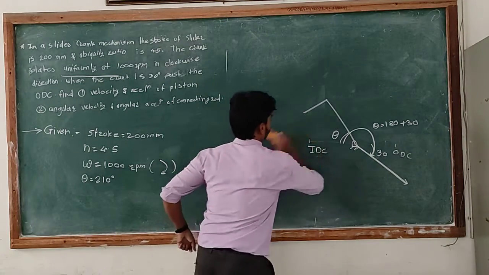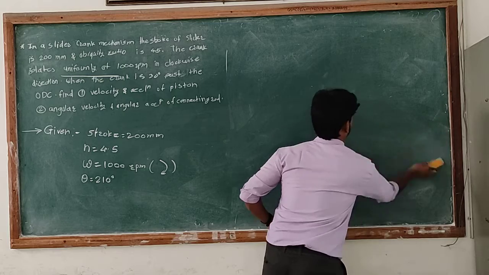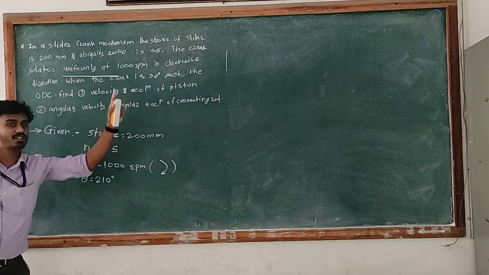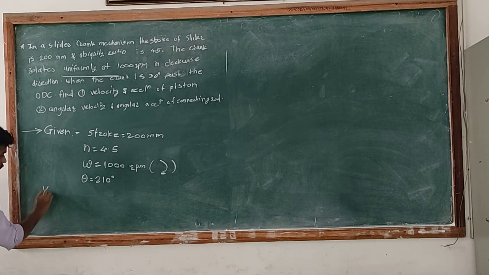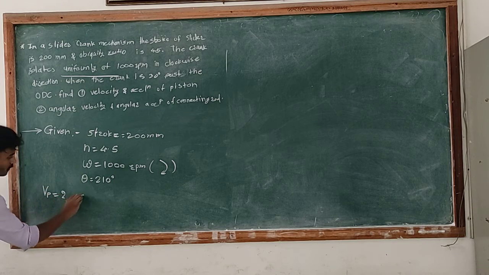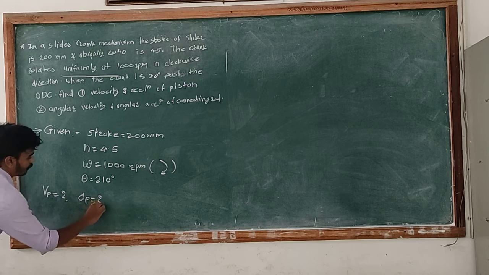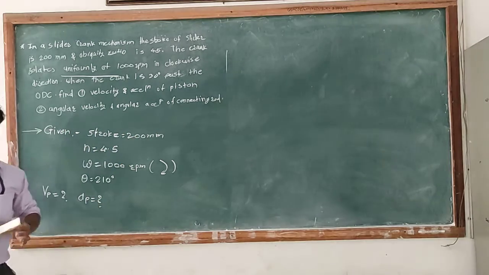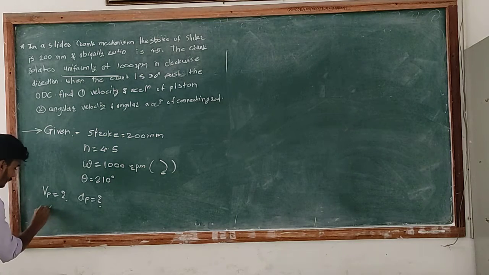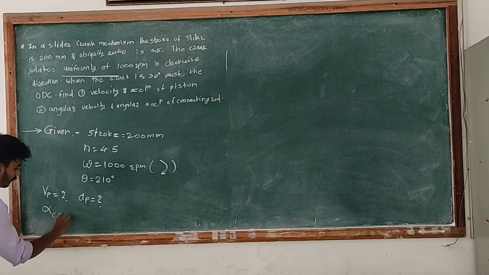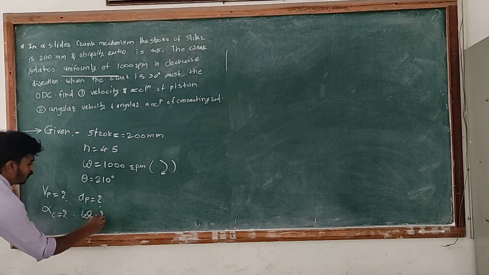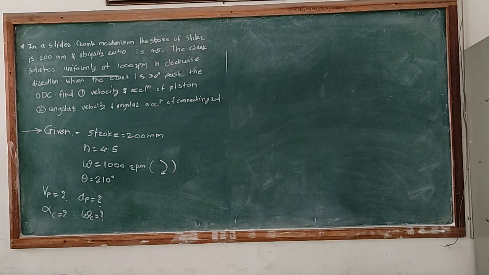Okay. Now they have asked us to find the velocity and acceleration of the piston. That means Vp we have to find out, the acceleration of P we have to find out, and then the angular velocity and angular acceleration of the connecting rod. Angular velocity, angular acceleration, and the angular velocity is omega c we have to find out.